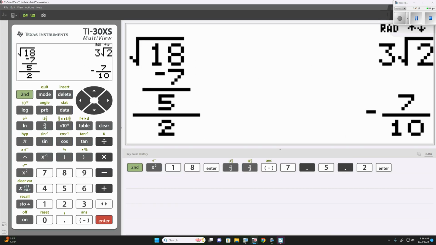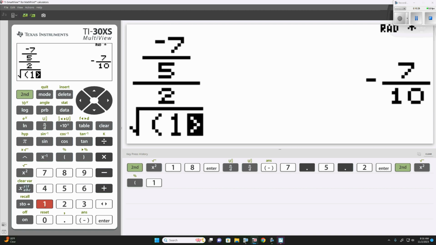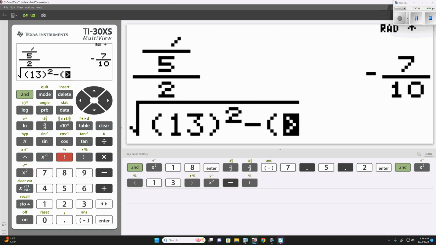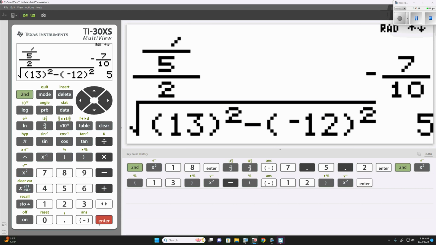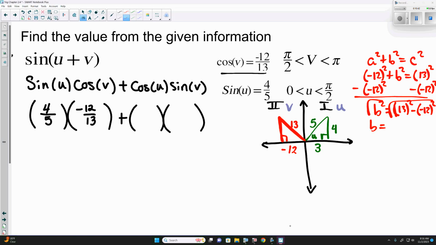And grab a calculator, say second square root, 13 squared minus negative 12 squared, giving me 5. And that works. B is 5.